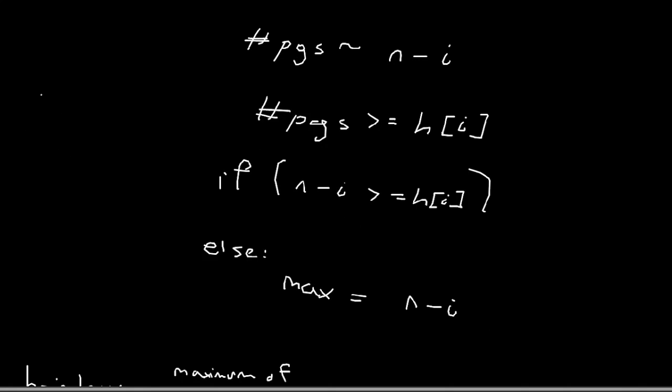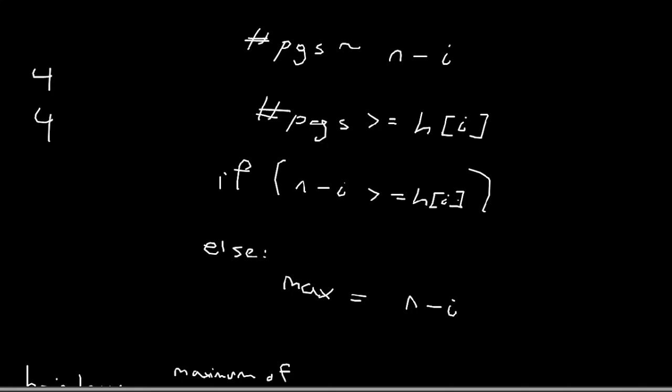So let's try this. We encounter 4, and we only have one page so far. So we have one page and our value is 4. Our maximum right now is going to just be equal to the number of pages that we've encountered so far, which is 1.